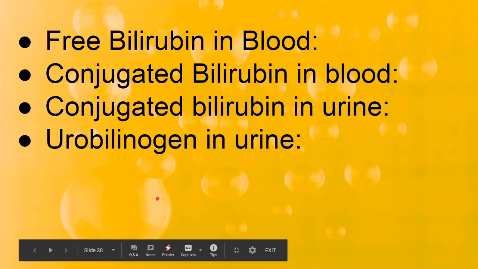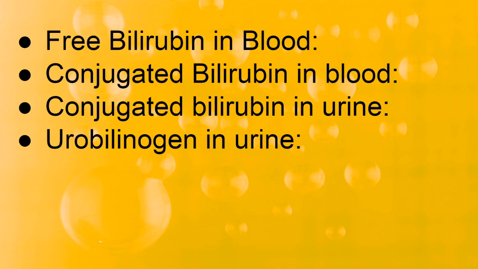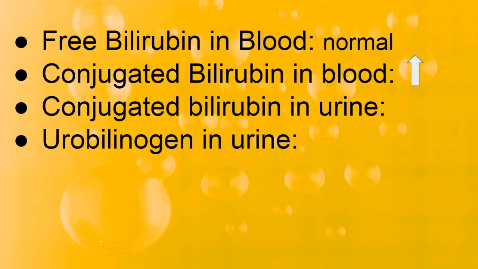Now try to answer the questions by yourself first. What will be the amount of free bilirubin in the blood? It will of course be normal. There is no problem in the hemolysis or liver. Now what about the conjugated bilirubin inside the blood? Inside the blood, the conjugated bilirubin would be increased.